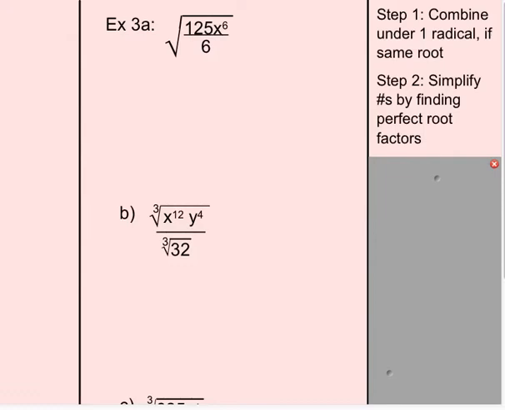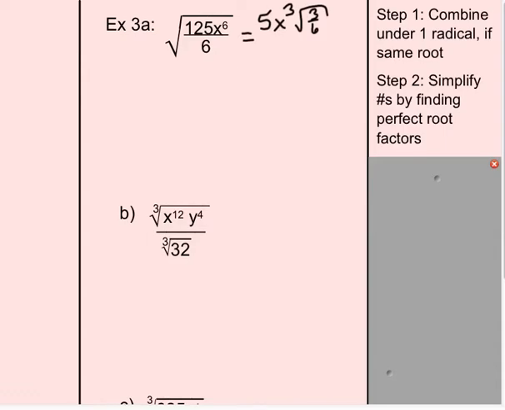Since 125 is not divisible by 6, we're just going to go ahead and look for, for example, 125 has a perfect root factor of 25. So the square root of 25 is 5. 6 divided by 2 gives us 3, so we've got x cubed coming out of the radical. And then under the radical, 25 times 5 gave us 125, and the 6 is still in the denominator because it doesn't have a perfect square factor.